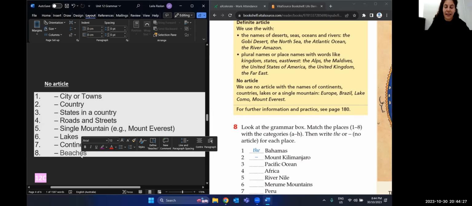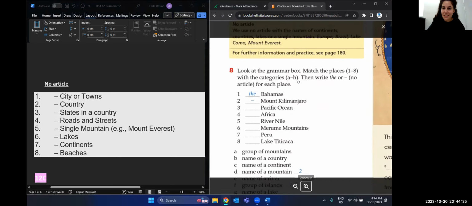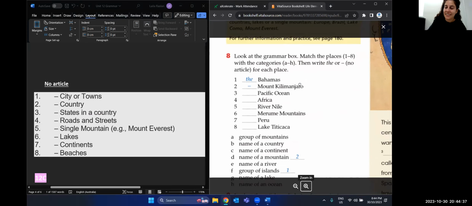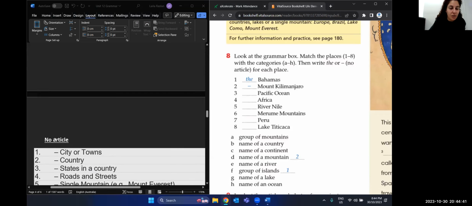Continents, we talked about that, and beaches. You don't say the Glenelg, you just say Glenelg Beach. Okay, so let's put some practice. Number 8. So the Bahamas, because that's a country.